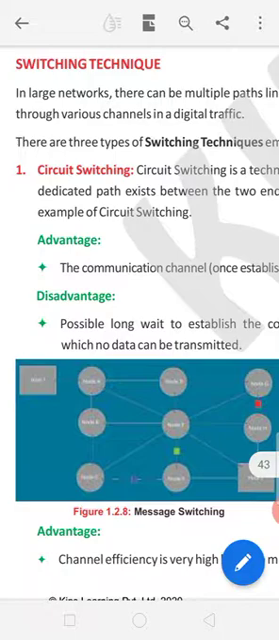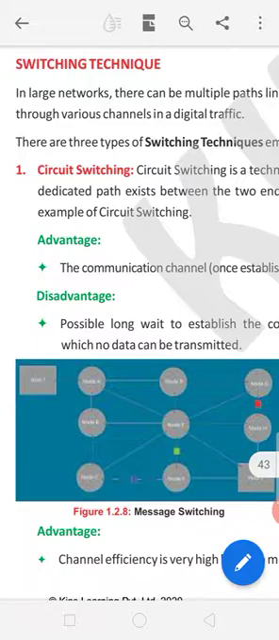Today's topic is switching technique. What is the meaning of switching technique? Whenever we press the switch, our current flows between the button and electronic devices. It means it is used to transfer the data. Same here, in switching technique, we will know how to send the data from sender to receiver, which technique will be used.